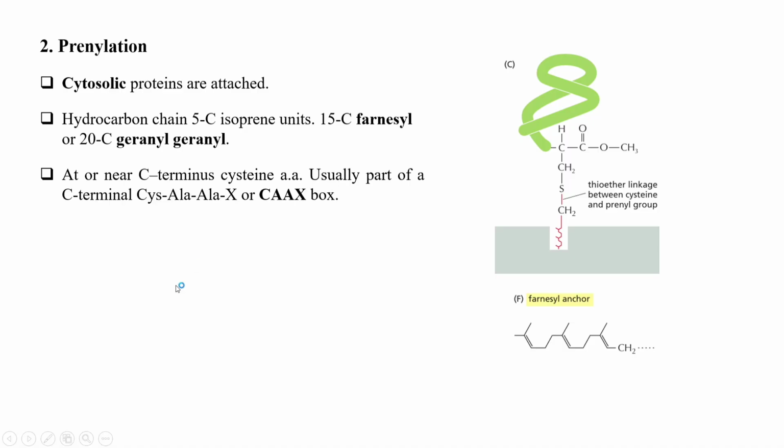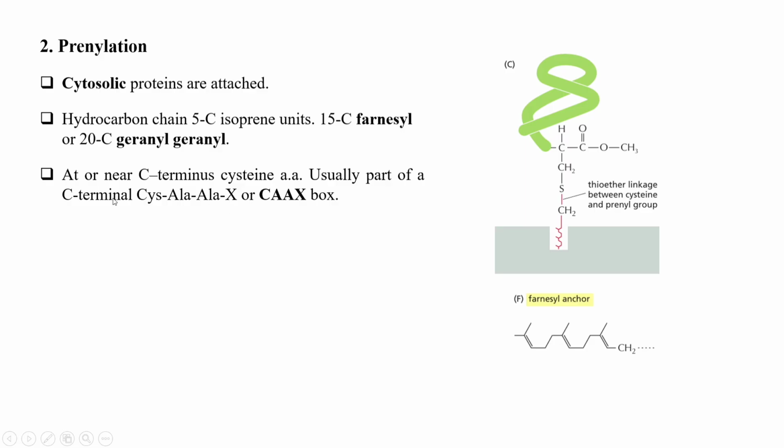So it's called prenylation. Now here, at or near the C terminus of the protein, a cysteine amino acid makes a bond with the hydrocarbon chain, as with palmitic acid, you know. In the case of palmitic acid, a thioester bond forms. In the case of prenylation, a thioether linkage occurs between cysteine and the prenyl group.